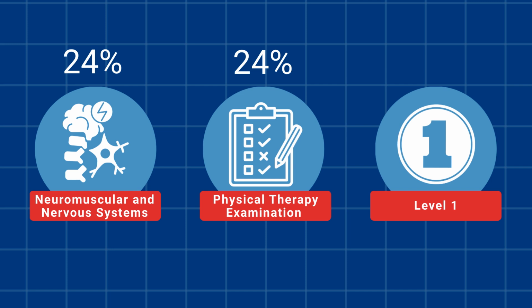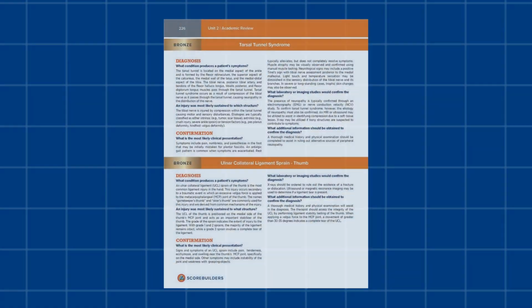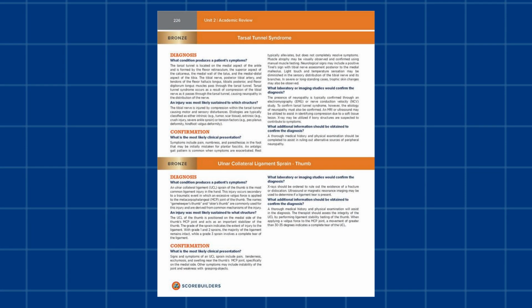Remediation of Level 1 questions occurs through academic review of entry-level content using textbooks, review books, Basecamp, and flashcards. Looking to review related academic content, check out page 226 in PT Exam, the complete study guide.